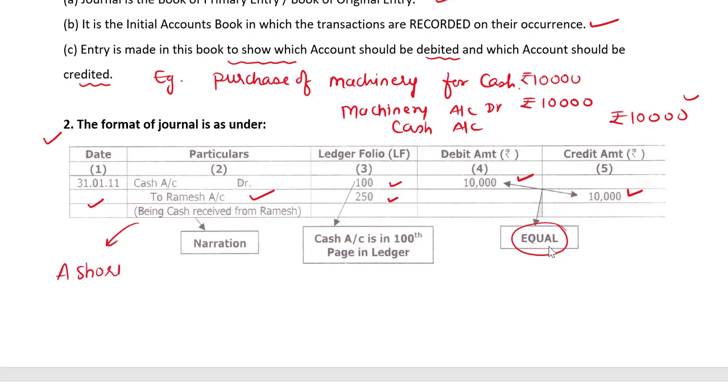Narration is a short description of the journal entry or of the transaction that took place. So over here, what is this transaction? Being cash received from Ramesh. Ramesh has paid us cash. So Ramesh must be a debtor. In that case, he has paid us cash. So we have credited the debtor over here. So being cash received from Ramesh.